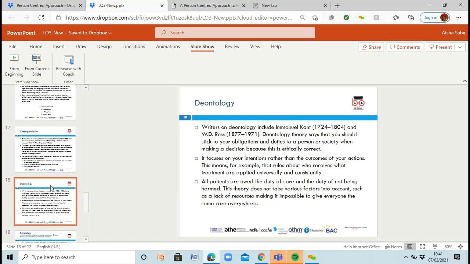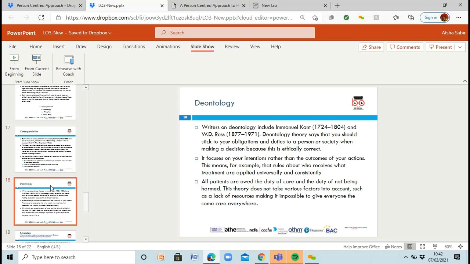Then we go to deontology. The writers of deontology were Immanuel Kant and W.D. Ross. So deontology theory says that you should stick to your obligations and duties to the society or the people that you're working with to make sure that your decision is ethically correct. So it's focusing on your intentions rather than the outcomes.